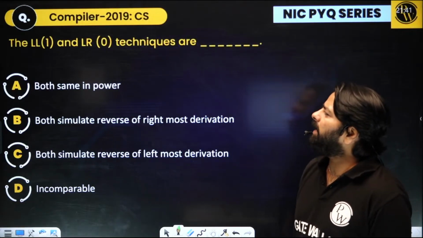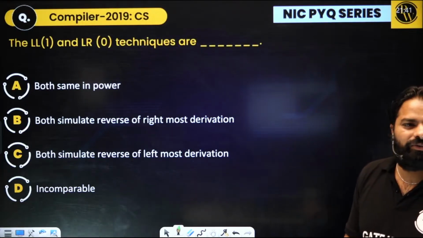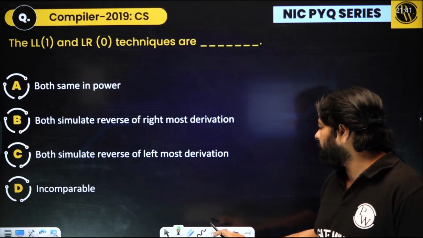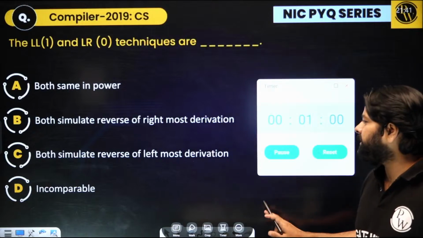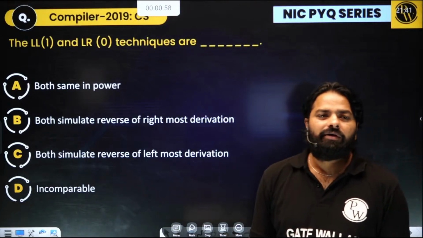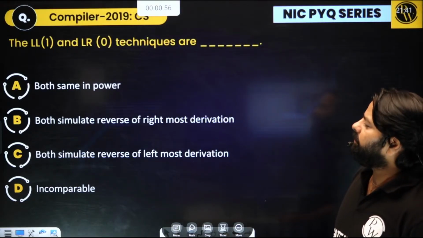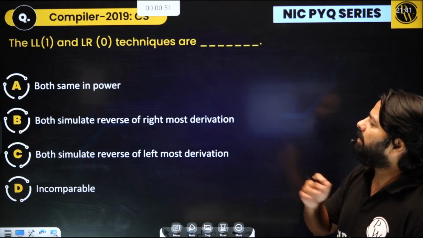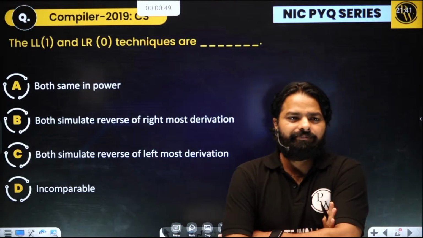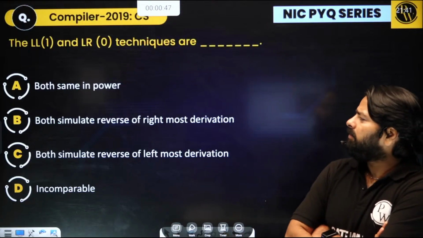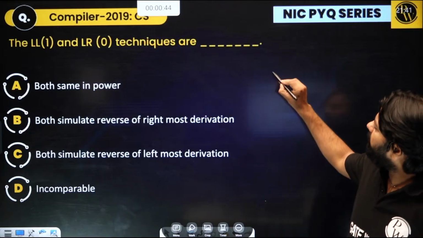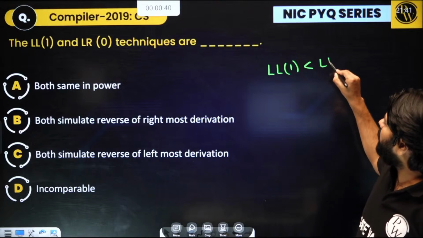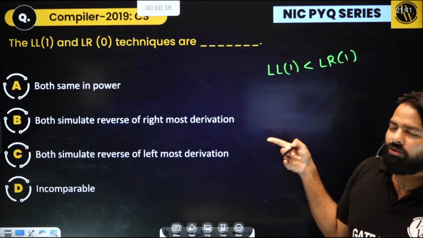LL1 and LR0 techniques, this is just about power, right? If you know the relation between the power, you can easily answer it. Just take time to answer it quickly. What is the relationship between the power? Are both having the same power? Do you have any relation between them? Just find out. If you wanted to know the power, you can say LL1 is less powerful than LR1, but it's about LR0, so be careful.